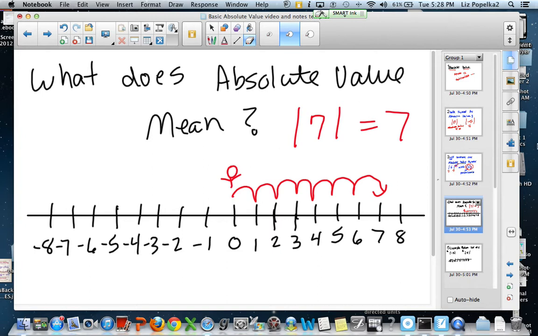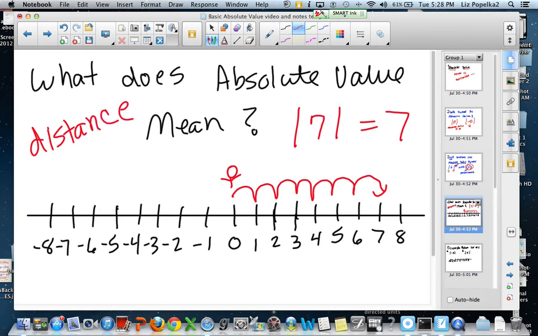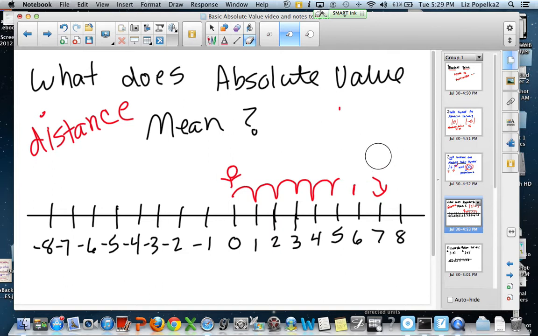So the actual meaning of absolute value is that it's actually a distance. Now think about that for a second. Distance. If you walk anywhere, can you walk negative feet? Can you walk negative inches? Even some people might say, well, sure you can. You can walk backwards. Well, but even if you're walking backwards, are you actually walking a negative distance?